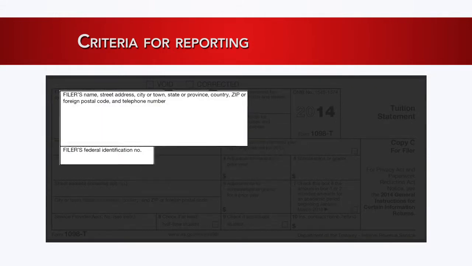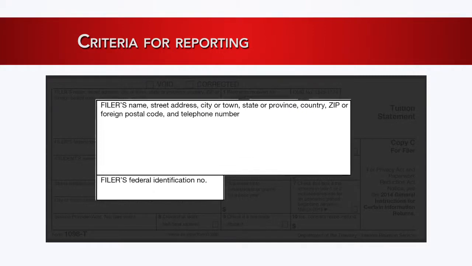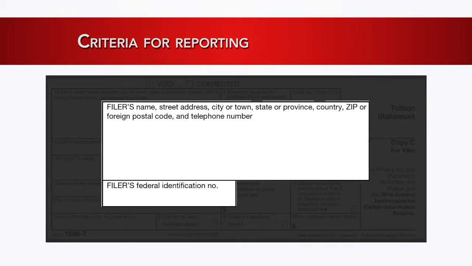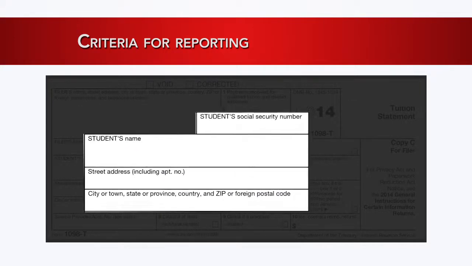The form must include the name, address, and TIN of the institution or the service provider who filed the form, along with their contact information and telephone number. The name, address, and TIN of the student.